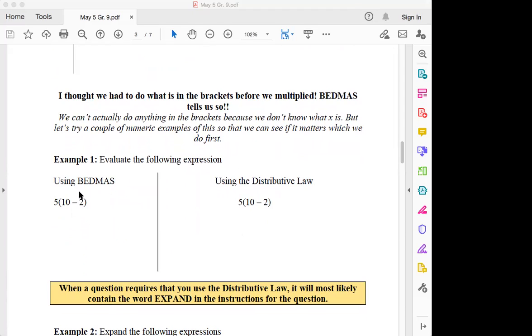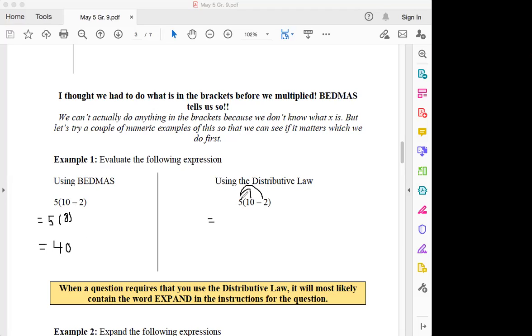Okay, so if we use BEDMAS for this guy, it tells us to use the brackets first, like we've seen. So inside the brackets, we have 10 minus 2, which gives us 8. We'll keep that inside brackets. Okay, and that would give us 40. We'll use the same thing as we just did, so the distributive property or distributive law. So we do like the rainbow.